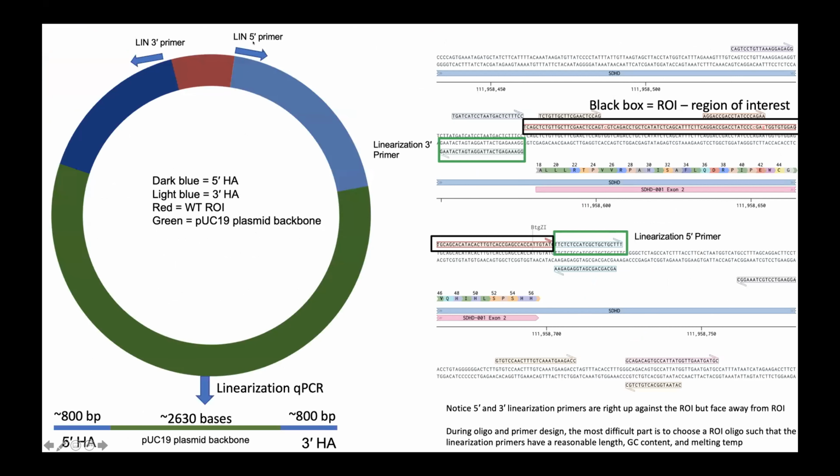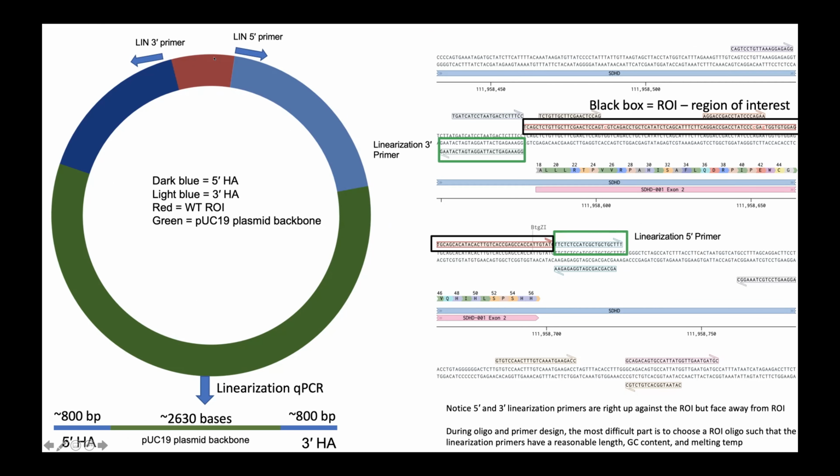So we set up 2 primers right up against the region of interest, and I'm showing the sequence here. This sequence in the black box is the region of interest. And we have these 2 primers in the green box, the linearization primers. These primers go the long way around the circular plasmid to create a linearized product where the backbone is now in the middle, flanked by the 2 homology arms from the HAP1 cell line.